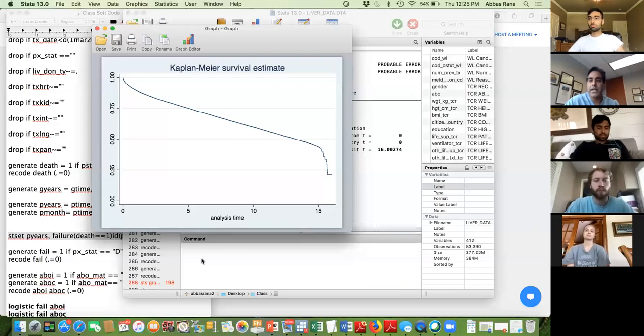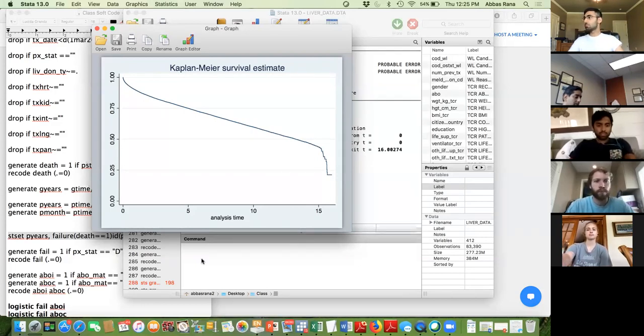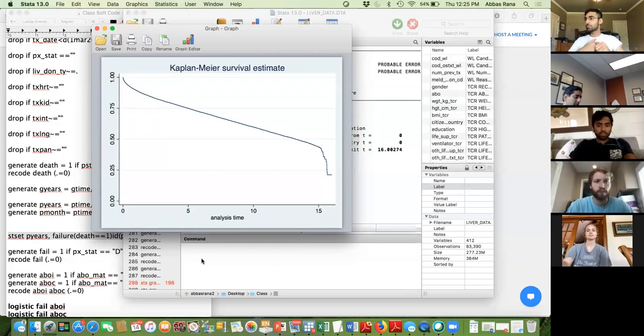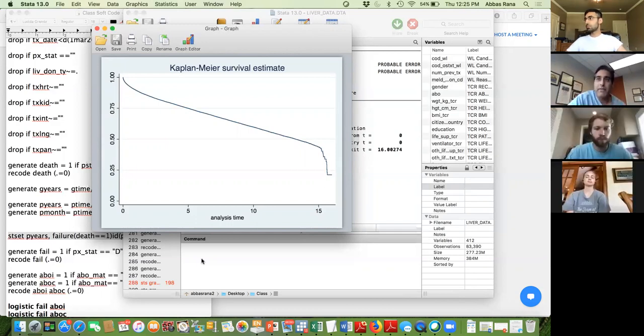Okay, can you guys do that? I want you to create your own Kaplan-Meier curve, and then raise your hands when it's up. Okay, good. That's everyone. So Kaplan-Meier, time to event.